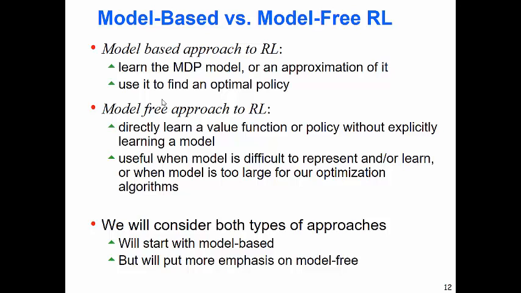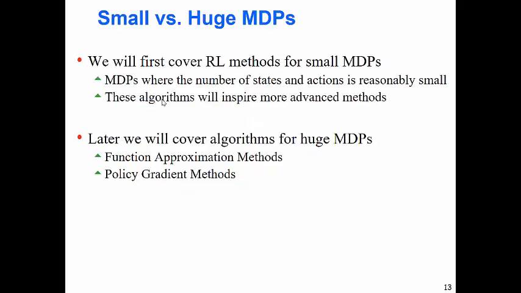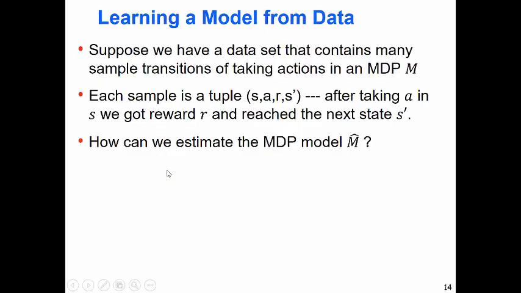All right, so we'll consider both of these, and we're going to start off with model-based because that more naturally follows from what we just did, which was, well, we assumed we had a model, and what do you do with it? So we're first going to study RL for small MDPs, where small means you can more or less enumerate the states, and then we're going to move on to large MDPs with function approximation.